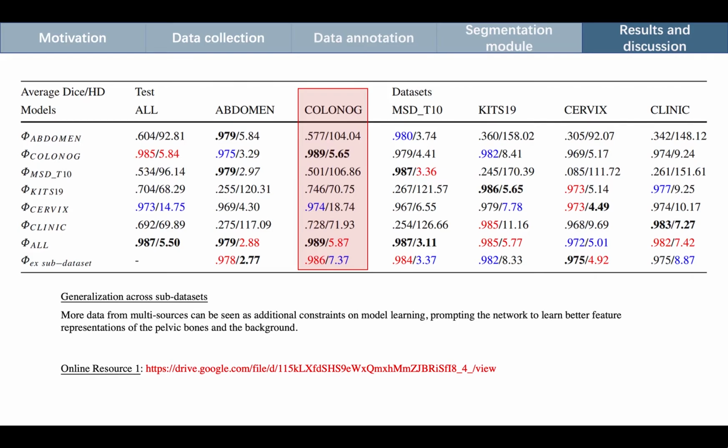More data from multi-sources can be seen as additional constraints on model learning, prompting the network to learn better feature representations of the pelvic bones and the background. For more experimental results and discussion, for example, generalization across manufacturers or limitations of the dataset, please refer to our online resource 1.